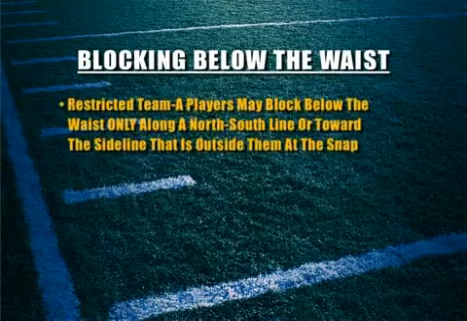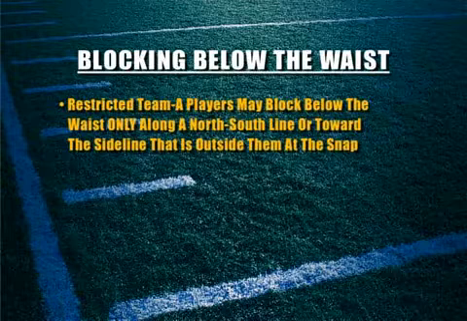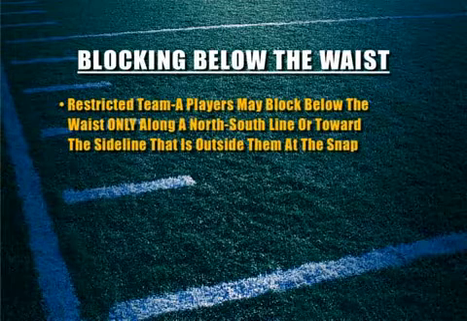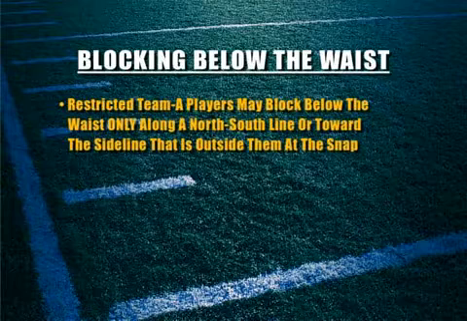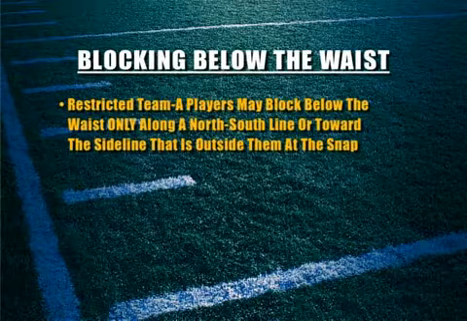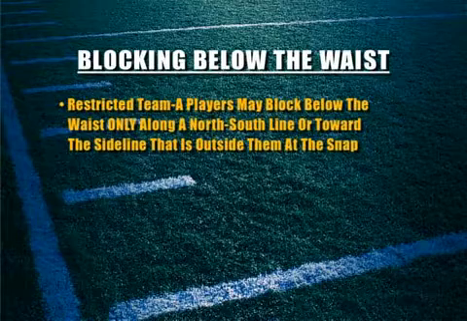If a restricted player blocks below the waist along the north-south line, up and down the field, that's okay. And if they block below the waist toward their adjacent sideline, that's also okay. Now, the adjacent sideline is the sideline to the outside of them at the snap. For example, if a back is lined up, this hasn't changed from last year, to the right of the formation, then the right sideline is his adjacent sideline. He's allowed to block below the waist toward that sideline, or north and south.